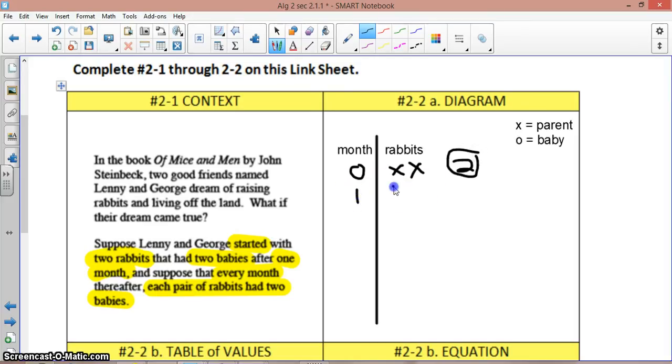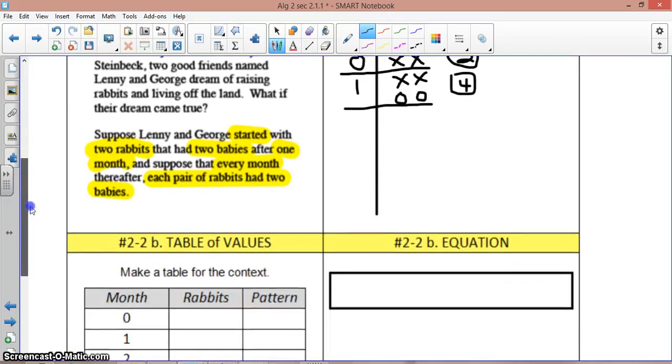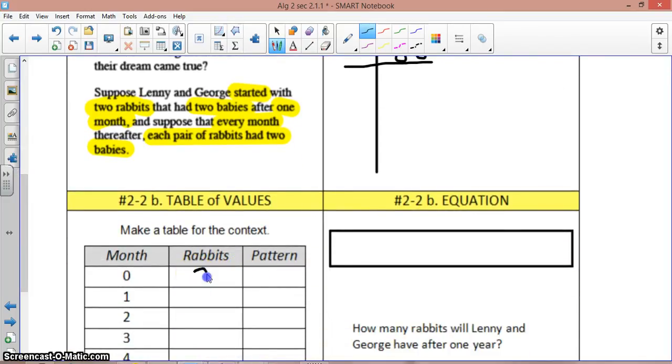After 1 month, those 2 parent rabbits are still parent rabbits, and they had 2 babies underneath them. So if we look just at this particular month, we had 2 parent rabbits plus 2 baby rabbits for a total of 4 rabbits after 1 month. And we can go to our table and start filling that in. So at month 0 we had 2, month 1 we had 4.